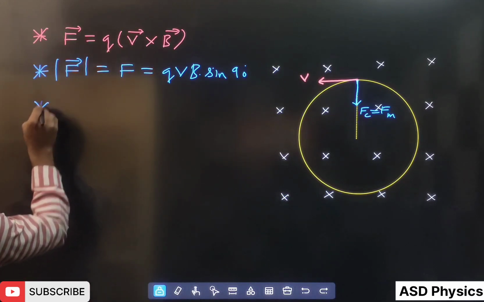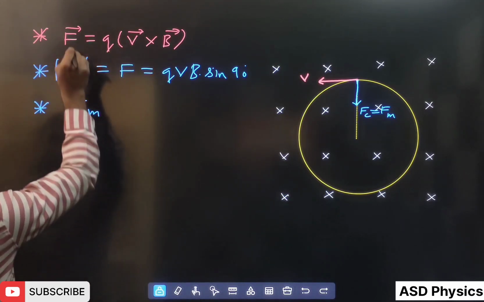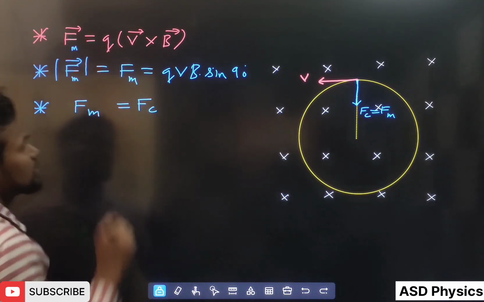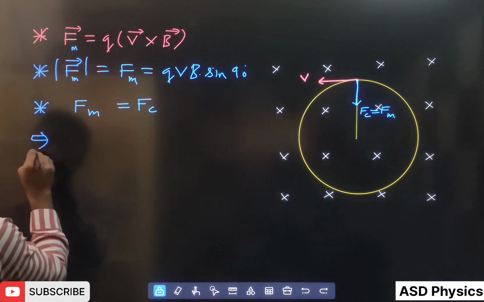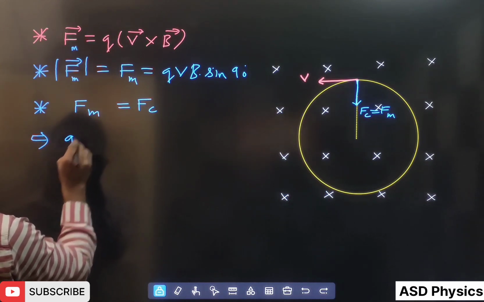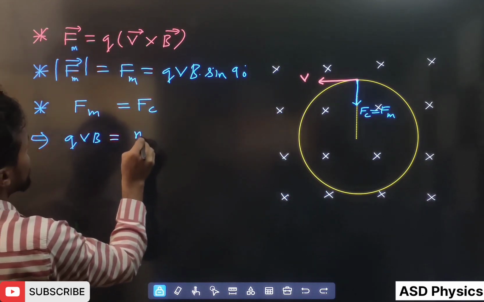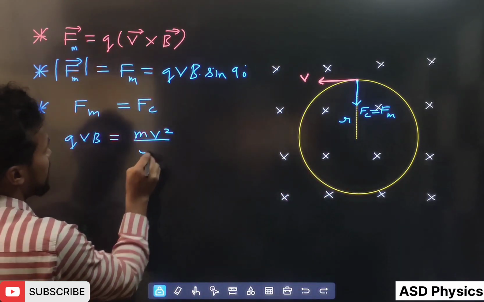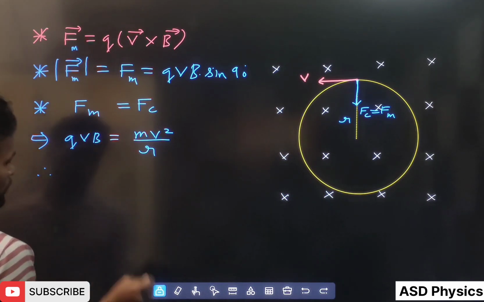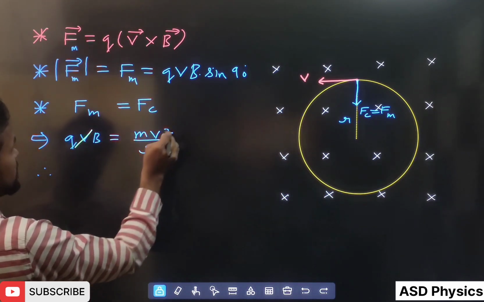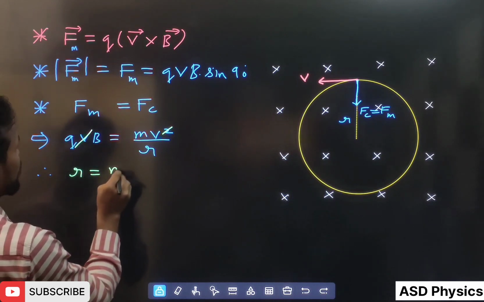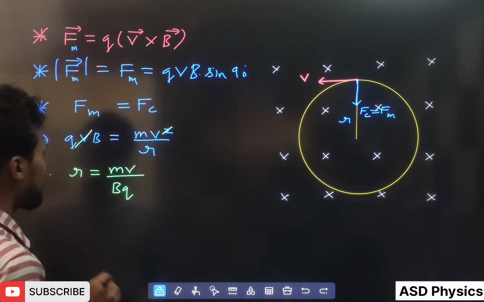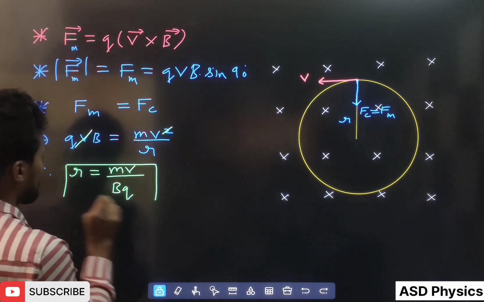Now again students, next thing. This magnetic force, this FM, is acting as which force? Centripetal force. So we can write the magnetic force formula: QVB is equal to the centripetal force, mv square by r, where r is the radius of this circular path. After solving both sides, one v will cancel. This v and this v cancel. So we can write here r equal to mv by BQ. This is one formula.